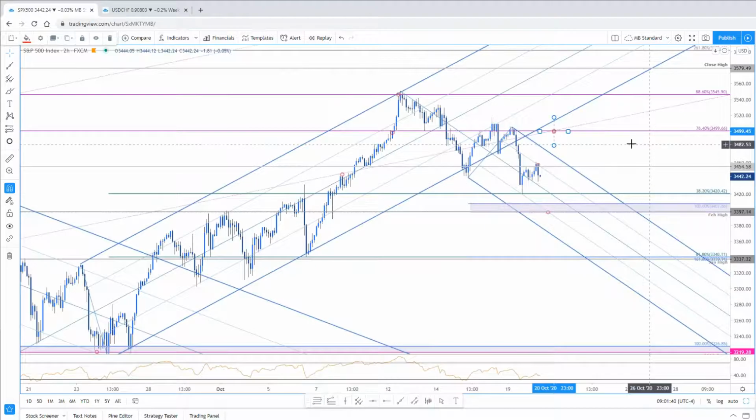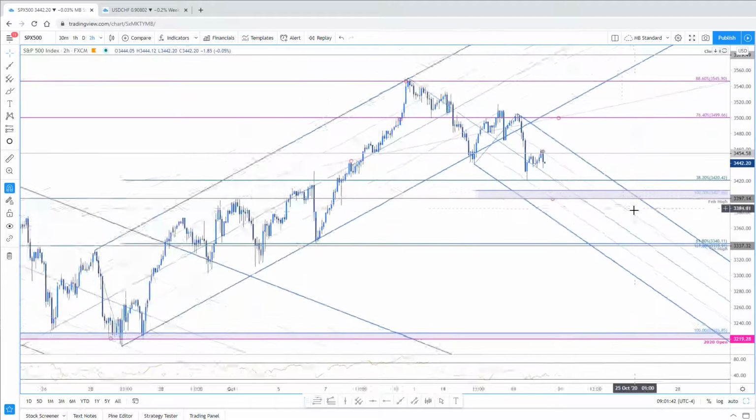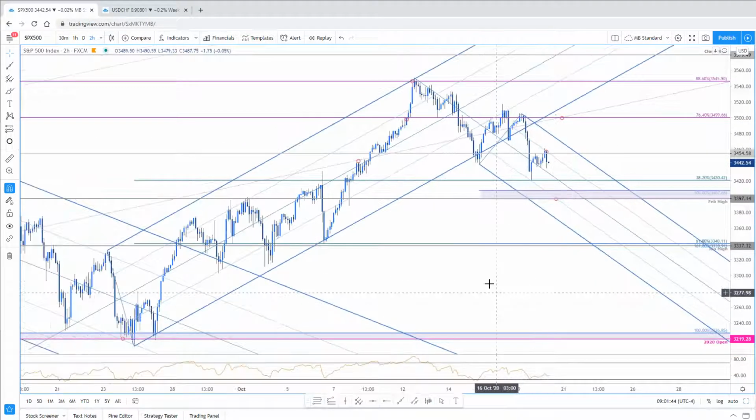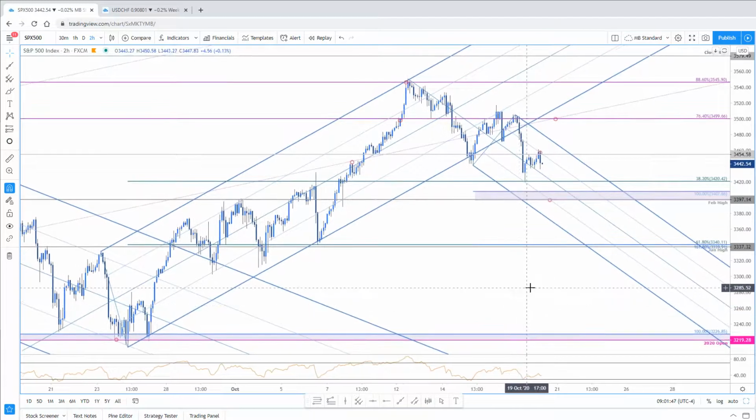So I just love the levels. They've been so clean, and they don't happen like this very often on SPX. So I pay attention to them when they do. Watch this slope.